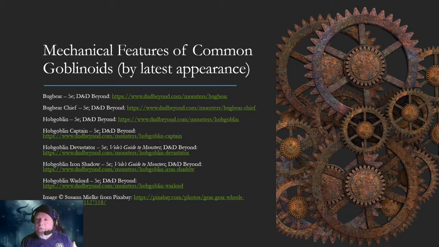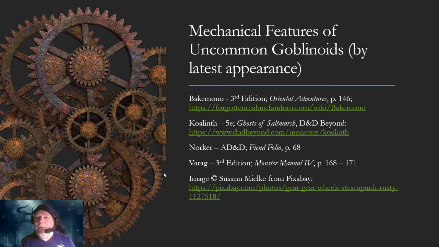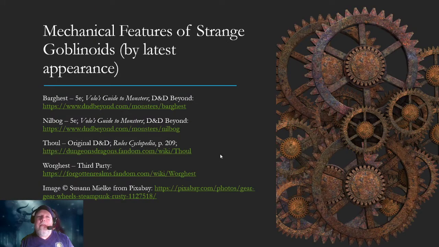Okay, now, normally I have one slide that talks about the mechanical features of the monster, but I'm just going to give you a little bit of a taste here. I have one slide that talks about the features of common goblinoids, and yes, this is listed by latest appearance. So only the latest appearance of each of these monsters appears on this slide. Then I have another slide that talks about the mechanical features of uncommon goblinoids, again, by their latest appearance. And finally, I have a third slide that talks about the features of the downright strange goblinoids. And again, those are all based on their latest appearance in the game of D&D.